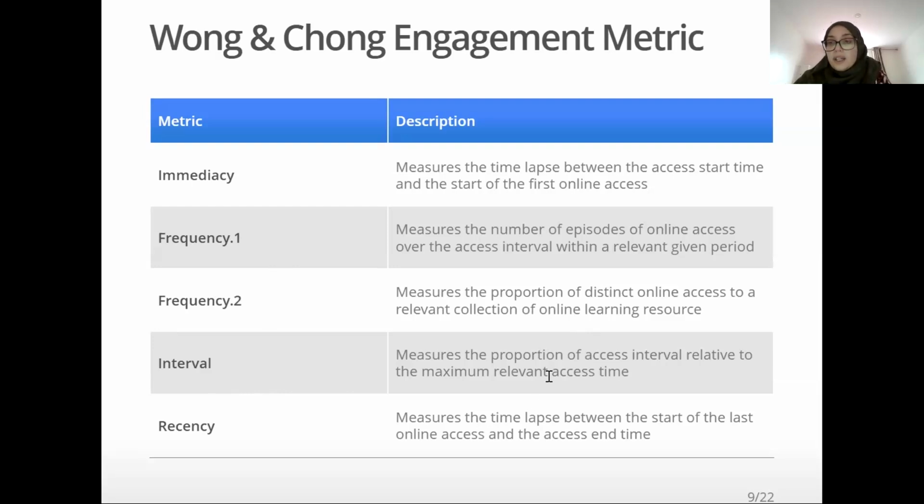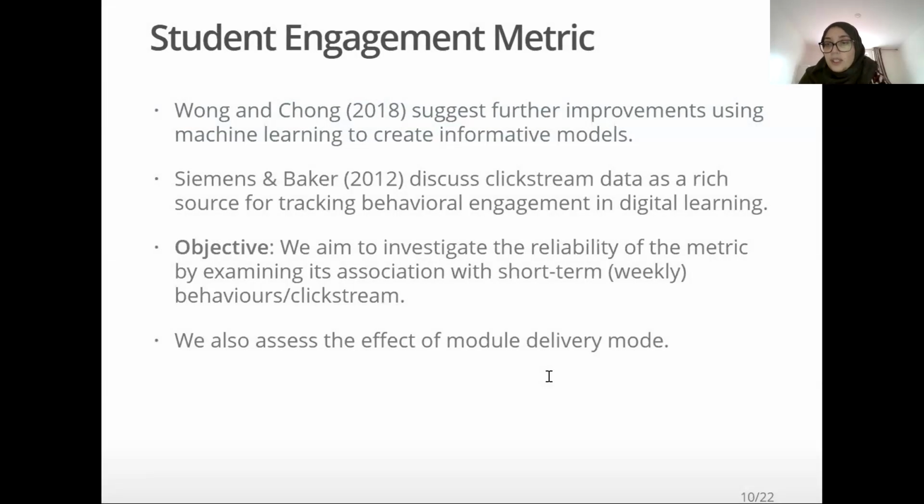So we will modify this metric a little bit. As you can see, it's a multidimensional metric which provides a nuanced view of behavioral engagement. Wang and Chong emphasize that predictive modeling could further enhance the reliability and the utility of this metric, which forms the core of our investigation.